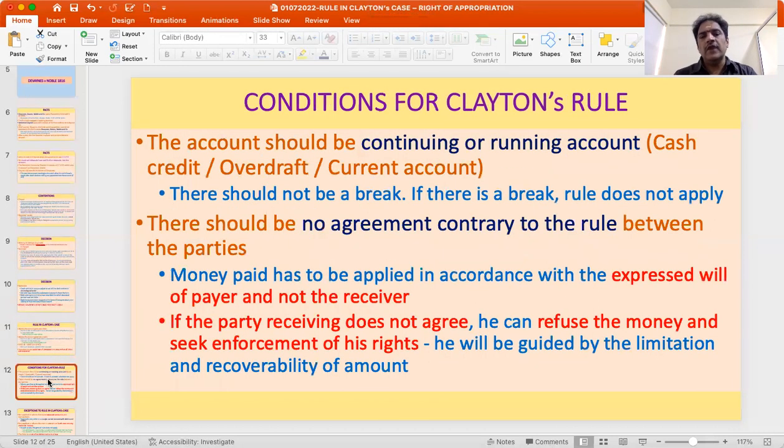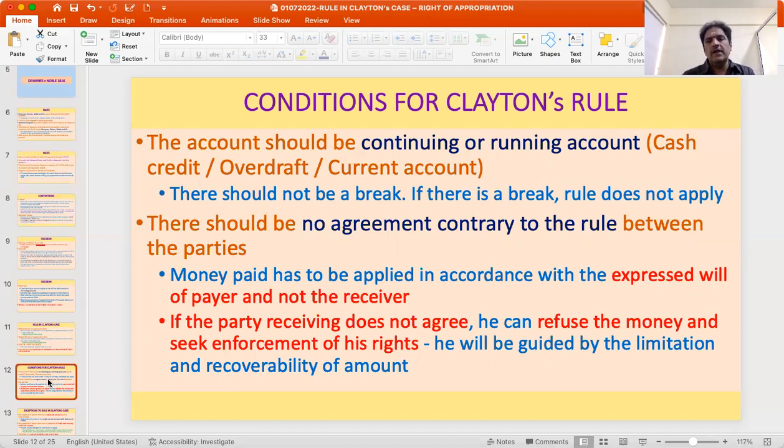Then what are the conditions for Clayton's rule? The account should be a continuing or a running account. So examples of running accounts are your cash credit, overdraft, current account, and presently what you have in the deposit accounts, like your sweep-in and sweep-out kind of accounts. So here there should not be a break, and if there is a break in the account, then the rule in Clayton's case will not apply. Then there should be no agreement contrary to the rule between the parties. So the money paid has to be applied in accordance with the expressed will of the payer and not the receiver.